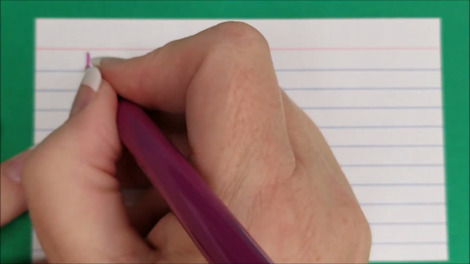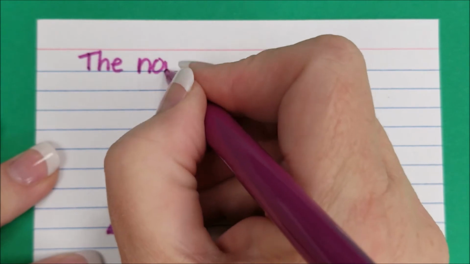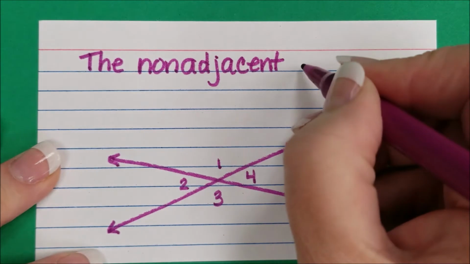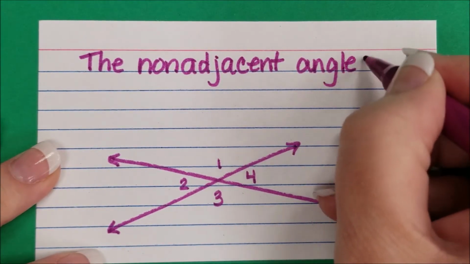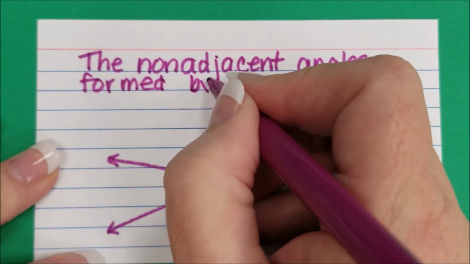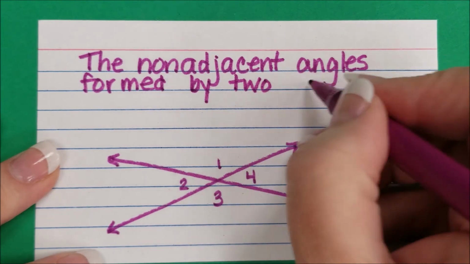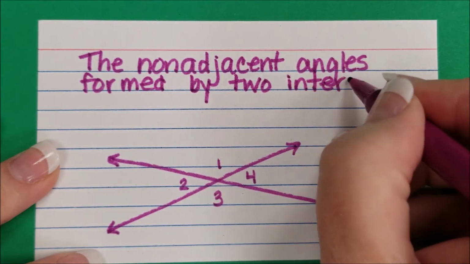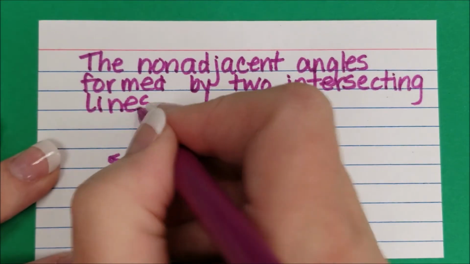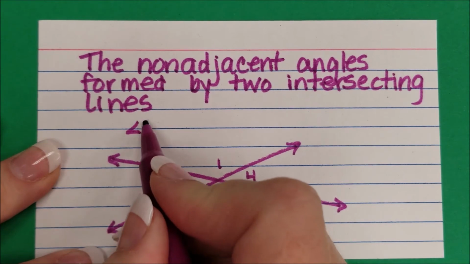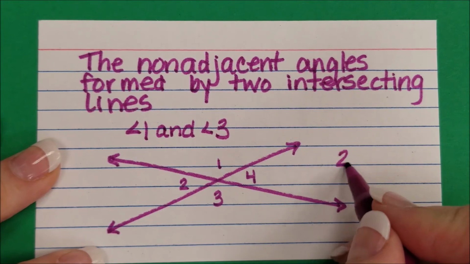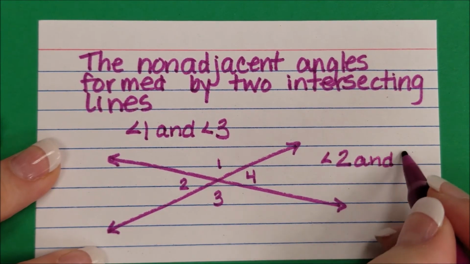So the vertical angles are the non-adjacent angles that are formed by two intersecting lines. So the vertical angles are 1 and 3 and 2 and 4.